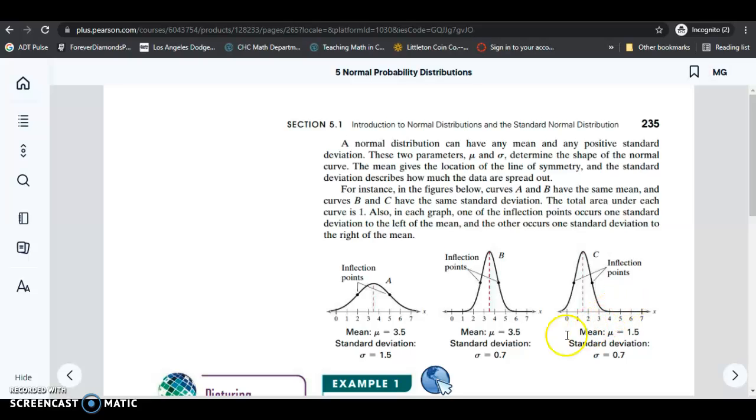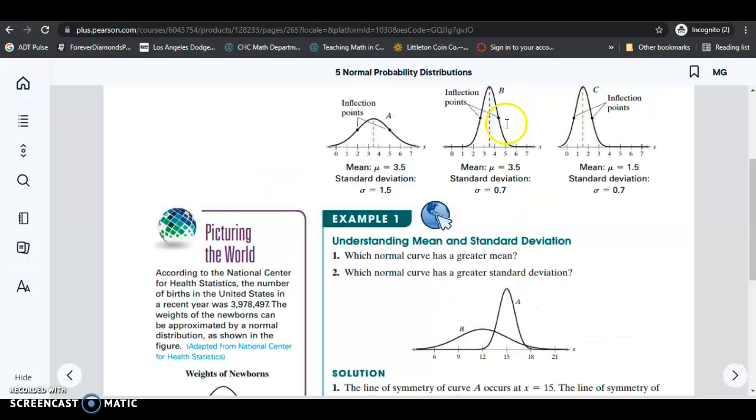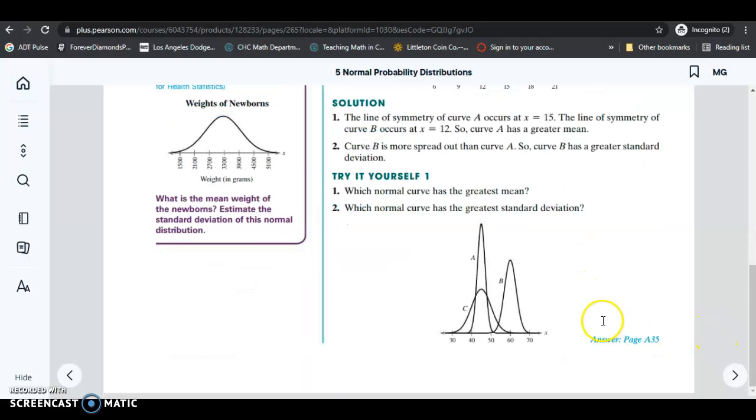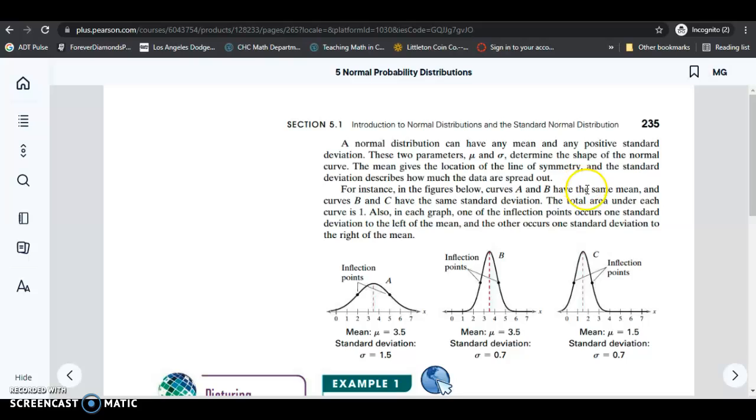You can see that for different values of the standard deviation sigma, it affects how the curve looks, specifically the spread of the curve. The standard deviation affects the spread of the curve, and likewise the mean affects the location of the curve. The mean always occurs at the peak. So for different values of the mean, the peak of the curve will be in different locations. You can see that with example 1 on page 235.